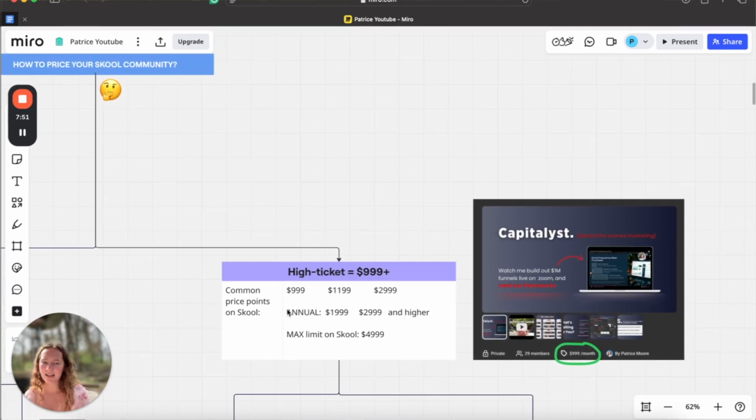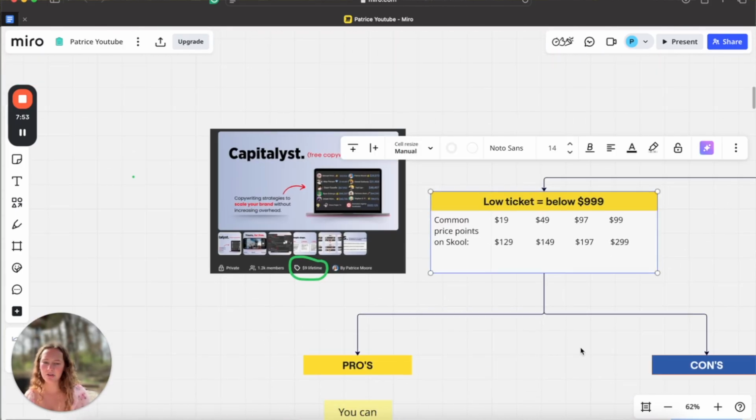So that's the low ticket space. There's pros and there's cons. It's easy to get people to join because it doesn't cost much. But there's also some cons: you've got to deal with churn, you've got to deal with lower quality members, and maybe an unbalanced expectation level from them.